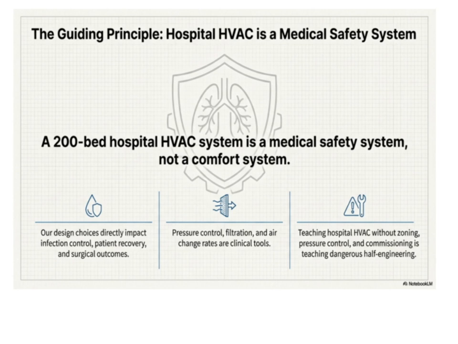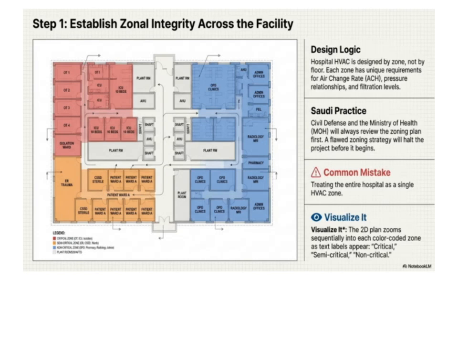Let's talk about how hospitals are divided into different zones: critical, semi-critical, and non-critical. Each of these zones has its own independent pressure and filtration logic, which is essential to maintaining a safe and controlled environment. It's important to note that Saudi authorities require these zones to be approved during the design stage. This approval, often referred to as MOH approval, ensures that the zoning is correctly planned from the very beginning.